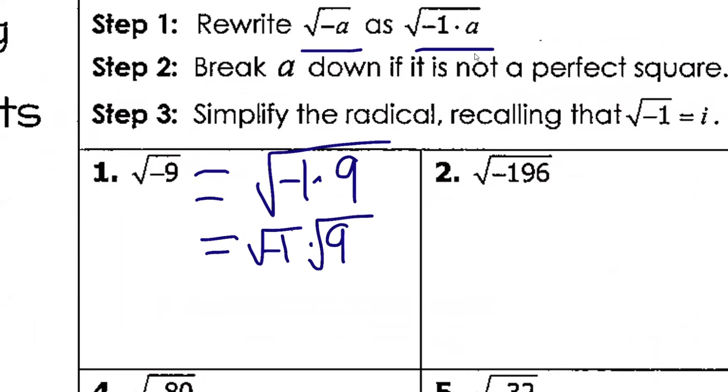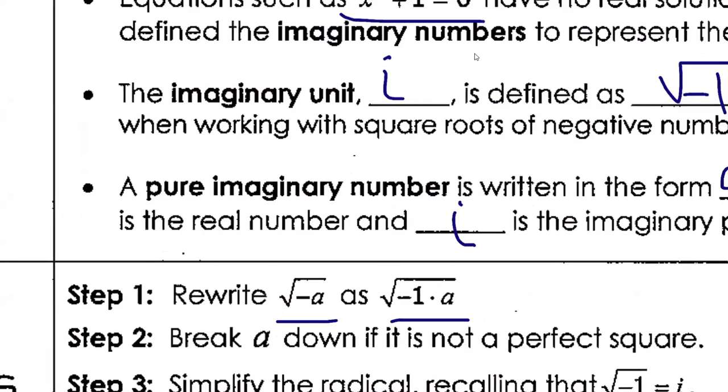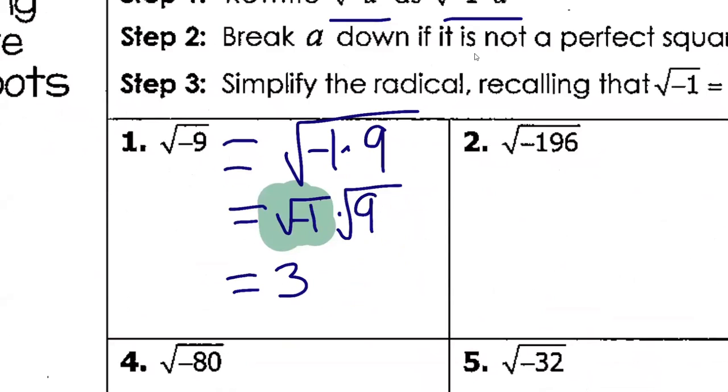Usually you do the number part first. The square root of 9 is 3. And the square root of negative 1 we defined as being i. So this would really be 3i. Basically, you just ignore the negative, put the square root of 9 in your calculator, and then put an i at the end of your answer.